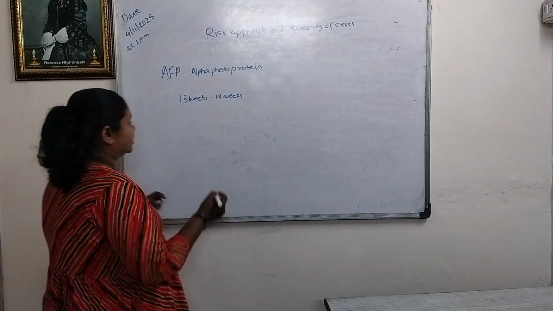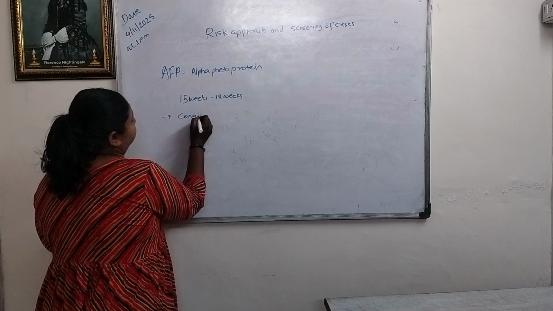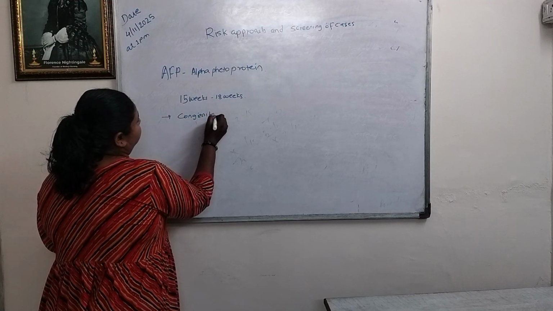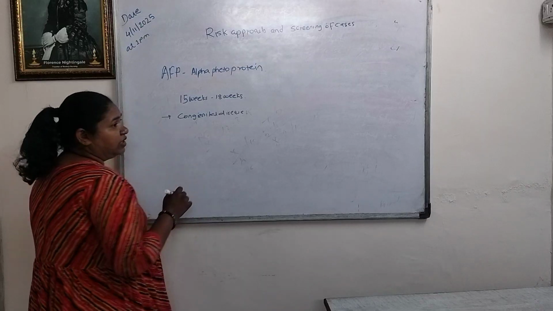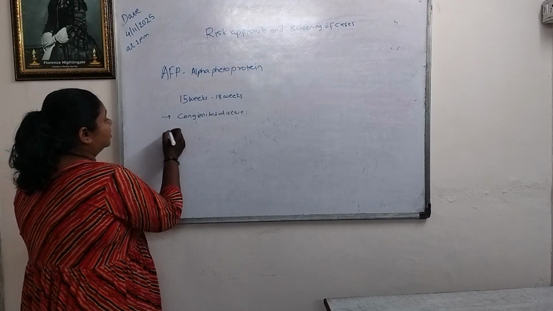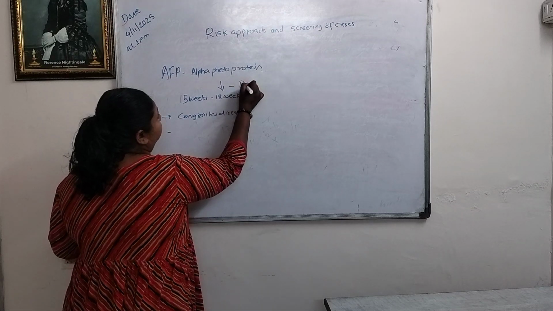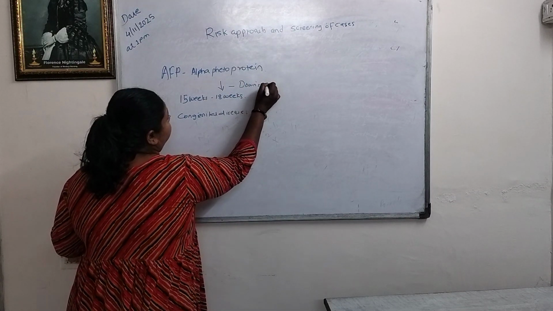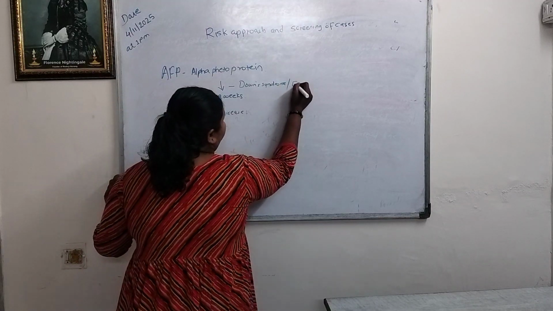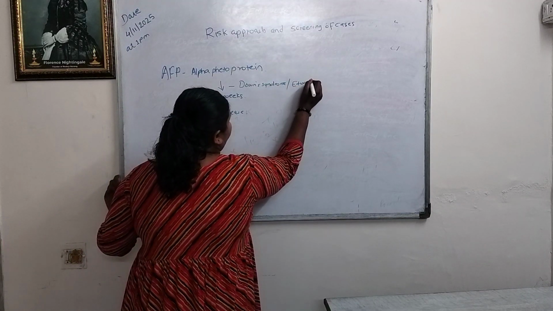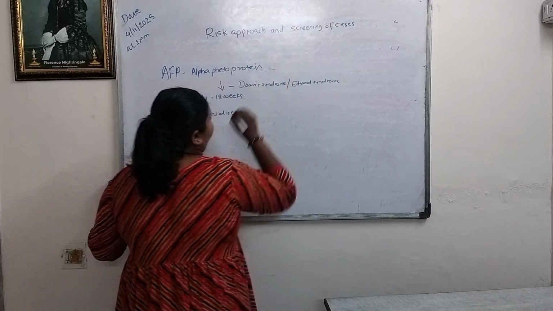Why are we doing all these tests? To find any congenital disease where we have a neural tube problem, or a low value of alpha fetoprotein, considered as Down syndrome or Edward syndrome. It's a blood serum test for the mother.